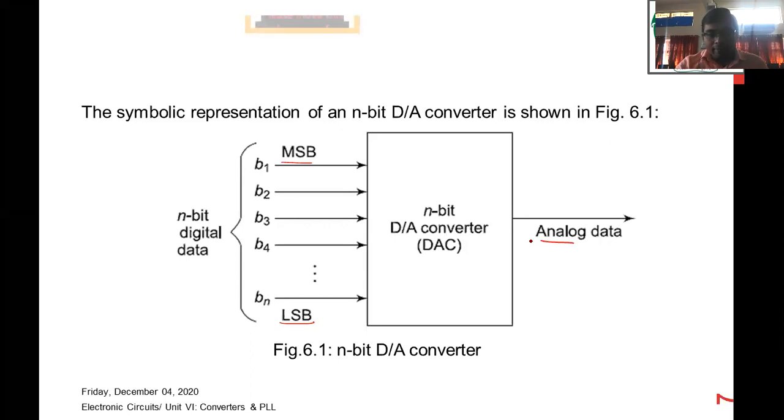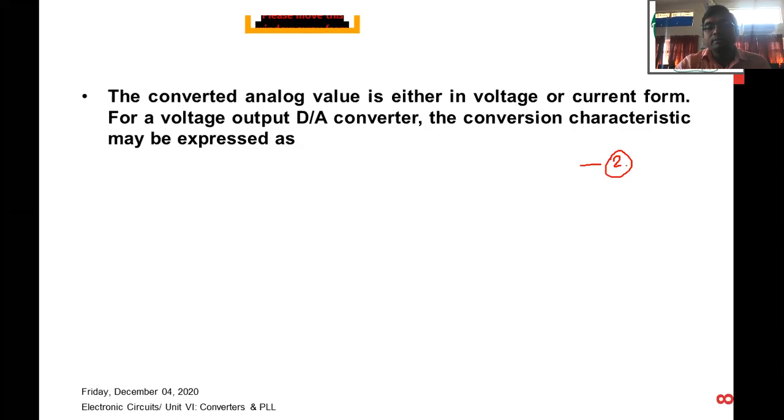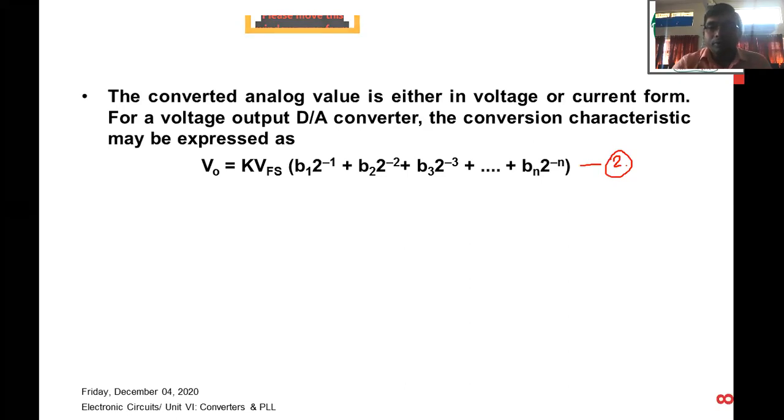To drive this device we require a reference voltage, that is VR. The converted analog value is either a voltage signal or a current signal. For a voltage output D to A converter, the conversion characteristic may be defined as V0 is equal to K VFS times B1 2 raised to the power minus 1, plus B2 2 raised to the power minus 2, plus B3 2 raised to the power minus 3, up to Bn 2 raised to the power minus n. This is the way we represent the output voltage of a digital to analog converter.